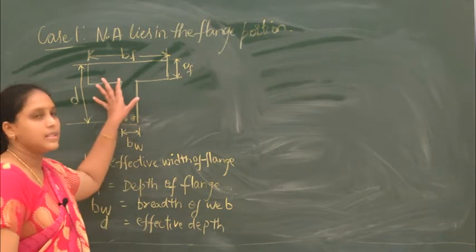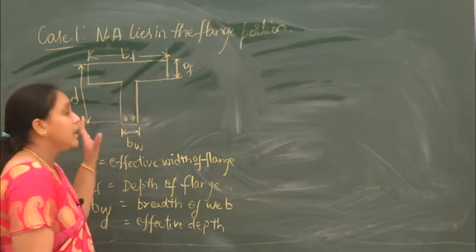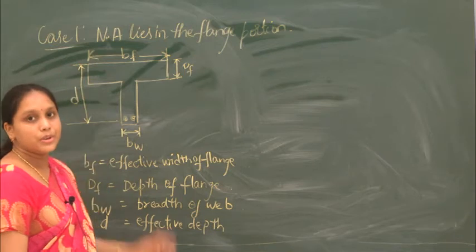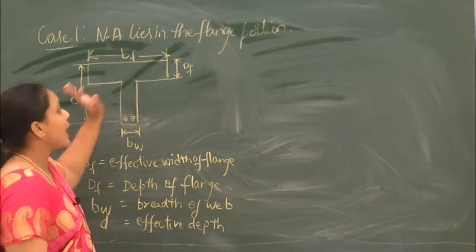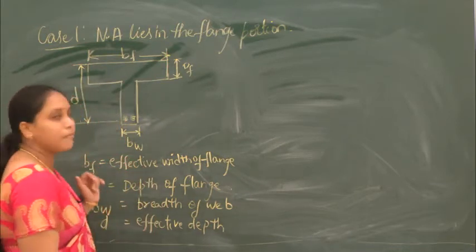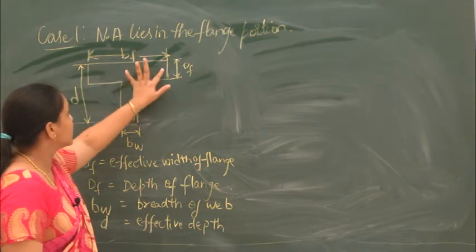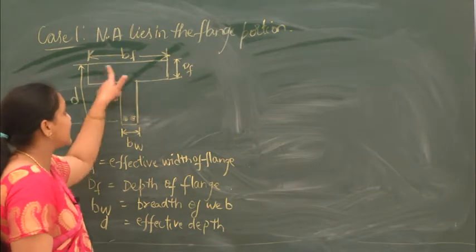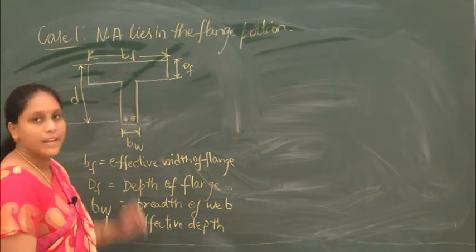So here I have considered a T section. Now what is case 1 here? Where is the neutral axis lying here? The neutral axis is lying in the flange portion. So what is the flange portion here? This is the flange portion. So where is the neutral axis lying? The neutral axis is lying within this flange portion.